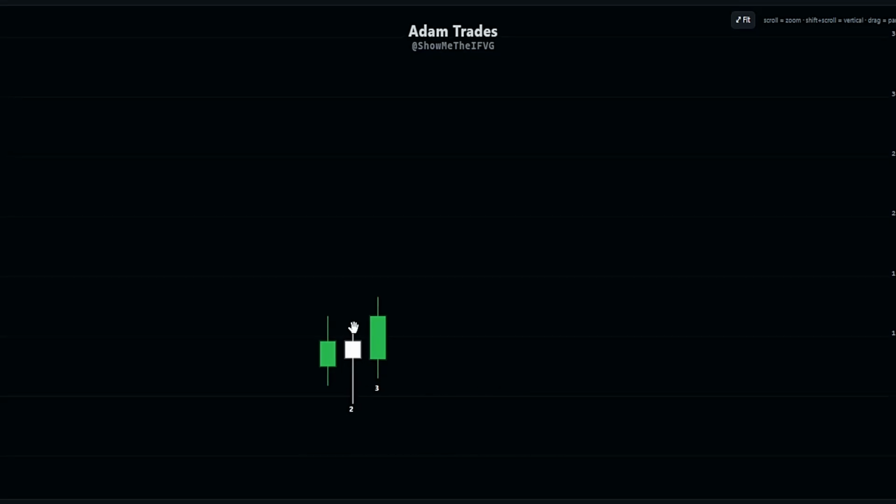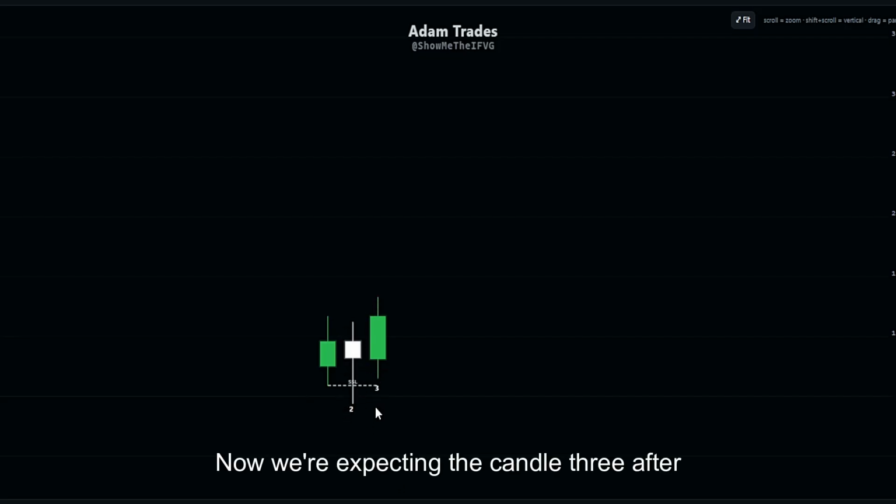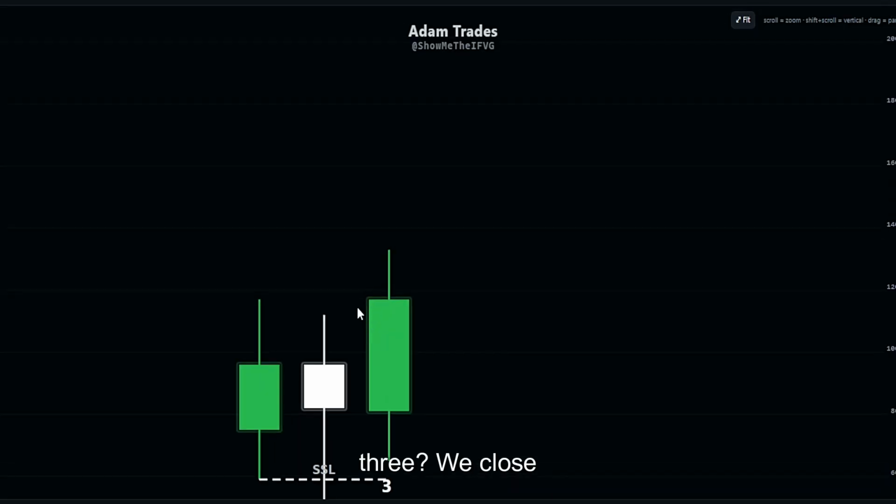And now what do you get? You end up with a candle 3 because we get this sweep here, close back within the range. So this is your candle 2. Now we're expecting the candle 3 after, which we get. And then what happens with this candle 3? We close above the previous candle's high.